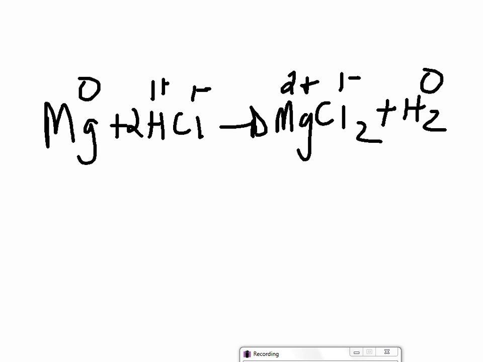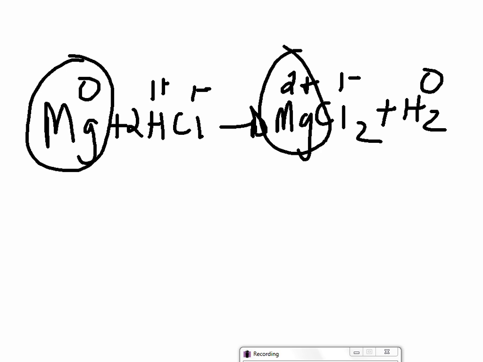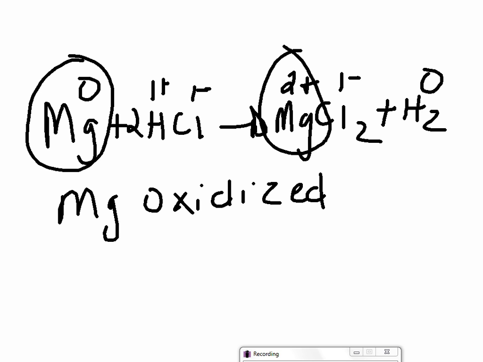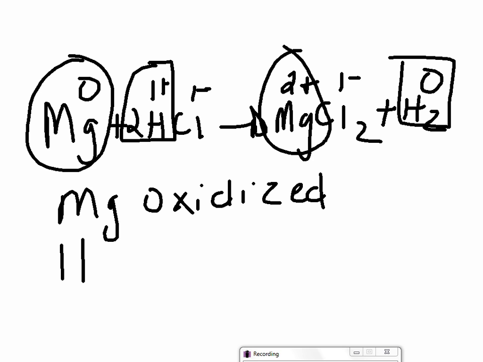So if you identify magnesium, magnesium goes from a 0 to a +2. It has lost electrons. Magnesium is oxidized. Oxidation is loss. Who's been reduced? Let's look at hydrogen. Hydrogen went from a +1 to a 0. Reduction is gain. It's gained electrons. It's not as positive anymore. So it went from a +1 to a 0. Hydrogen is reduced.